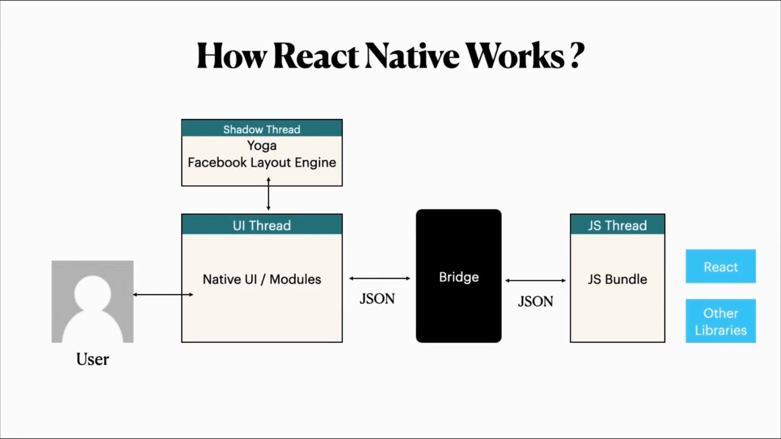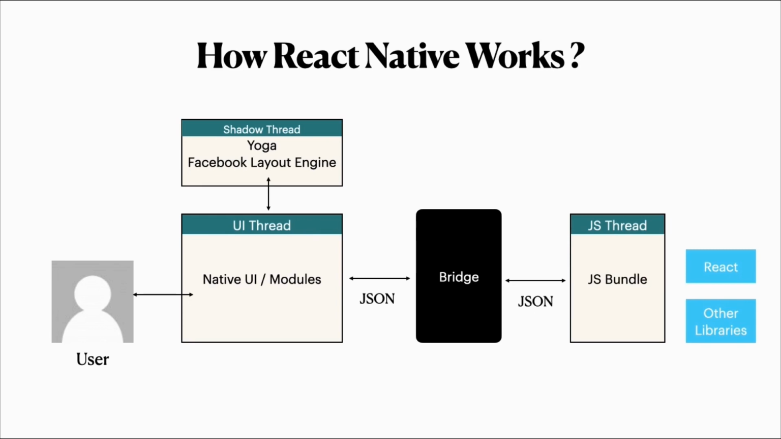Now, whenever the user presses a button or does any interaction with the application, that action gets transformed into a JSON serialized object, and through the bridge, it passes to the JavaScript thread. The JavaScript thread knows what has to be done whenever a button is pressed. For example, when a component color has to be changed or an image has to be replaced, it passes that information in the form of a JSON serialized object through the bridge to the UI thread, and then the UI thread presents that information to the user.